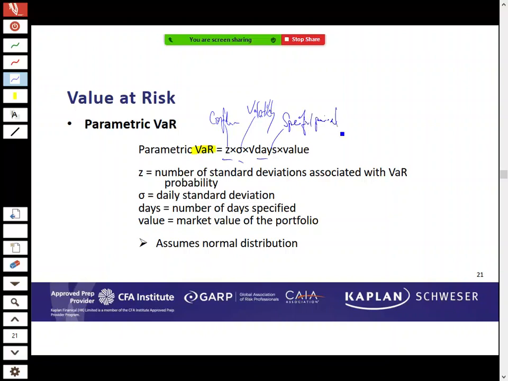Over how long do you think your maximum loss might be incurred, right? So the longer the period, the larger should be the VAR. So these 3 things, basically, the more confident that you want to be, the more volatile the investments in your portfolio, and the longer your horizon, usually, the larger will be the VAR. You see this relationship, right? The questions might ask more on this relationship rather than the calculations.